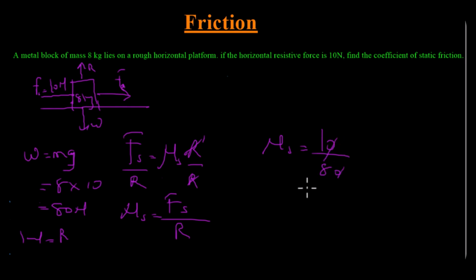So 0 here, 0. So mu s, or my coefficient of static friction, would now be 0.1, 0.12. So I think that's 0.12 recurring. So that would be our final answer, 0.12. It has no units, it's dimensionless, it has no dimension. Moving on to the second question.